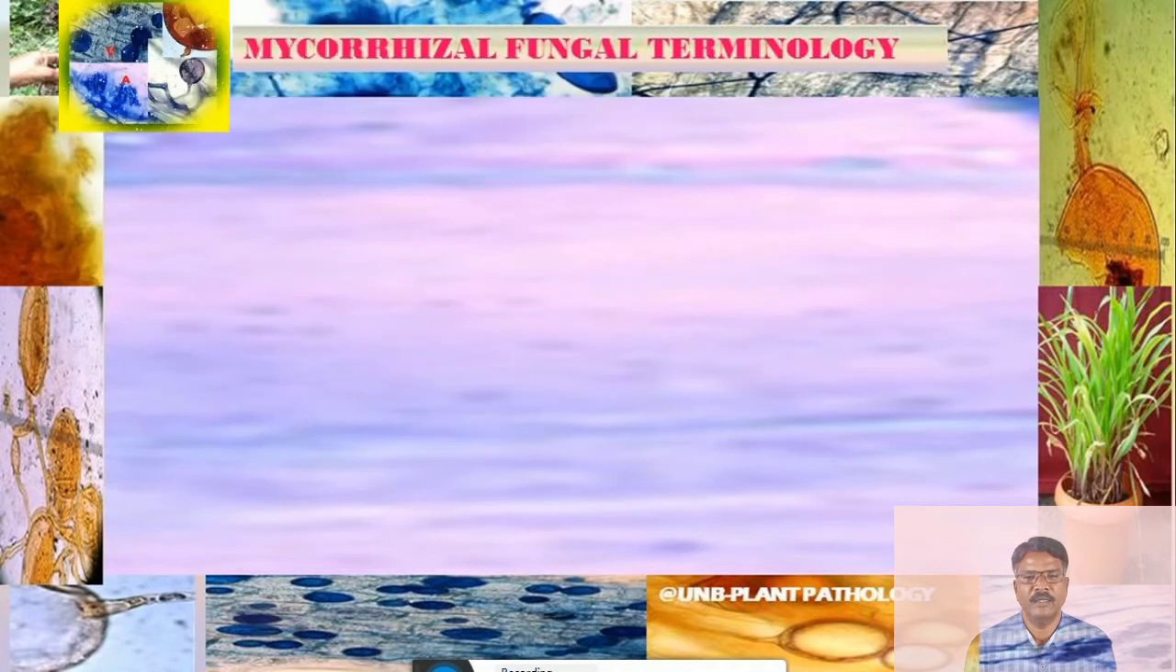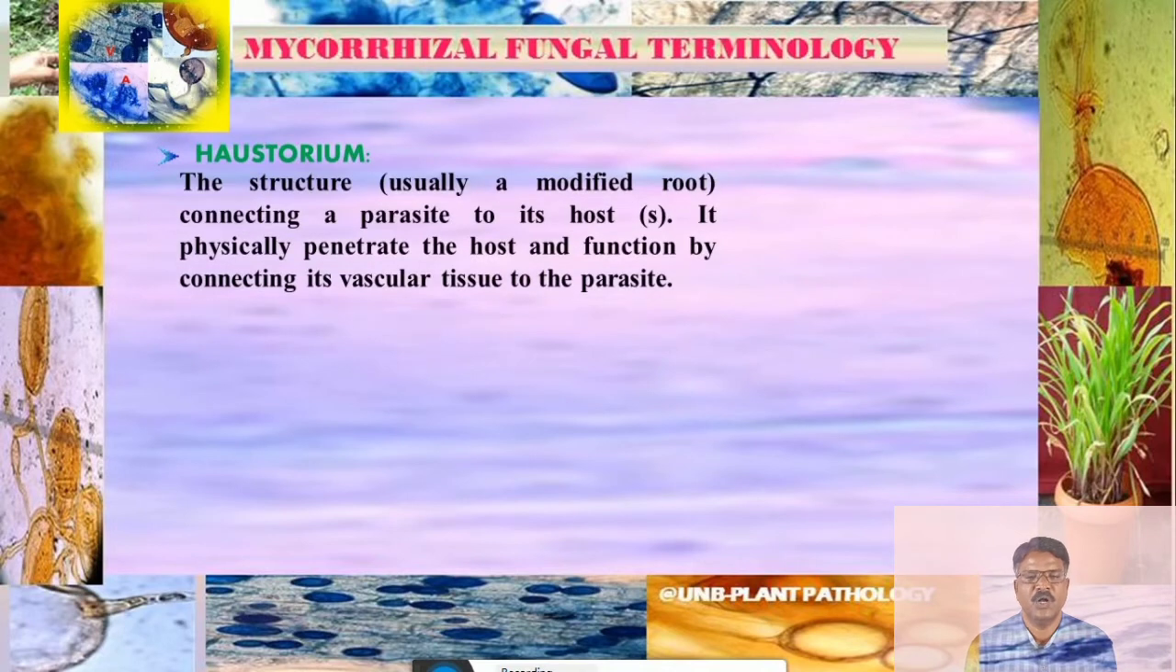Then haustorium. The haustorium is a very important part for the absorption of food materials from the host. The structure is usually a modified root connecting a parasite to its host. It physically penetrates the host and functions by connecting its vascular tissue to the parasite.